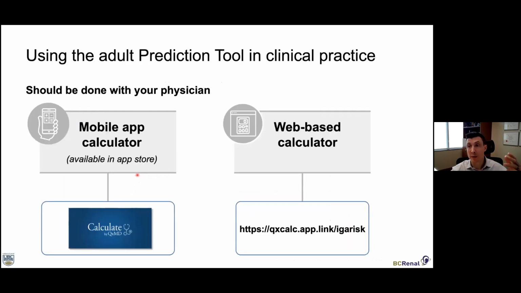So how do you actually go about using the tool? Well, it's readily available. It's free to access. There's two ways you can access it. One is through the Calculate by QxMD mobile app calculator on any mobile device, or you can access it through the web-based calculator listed here.